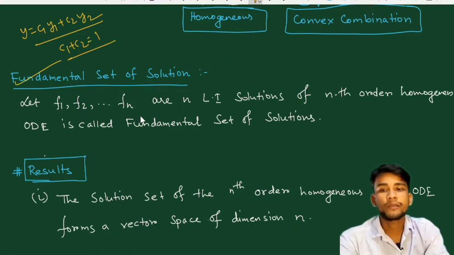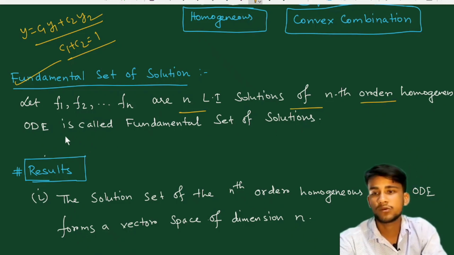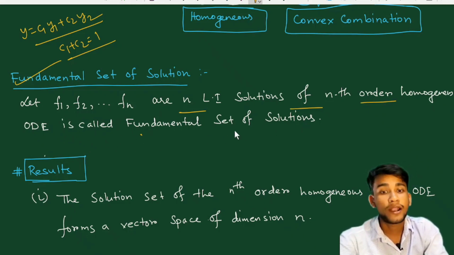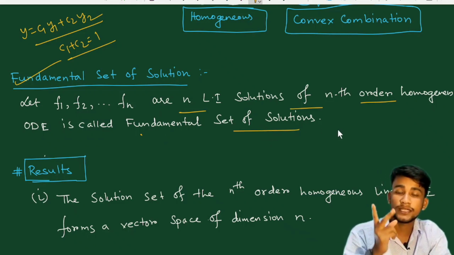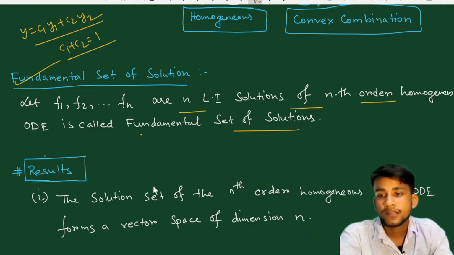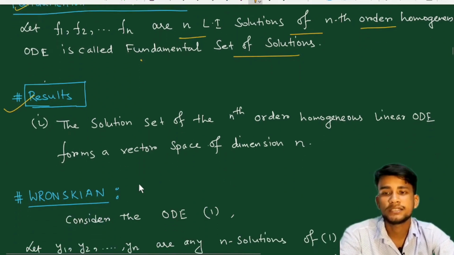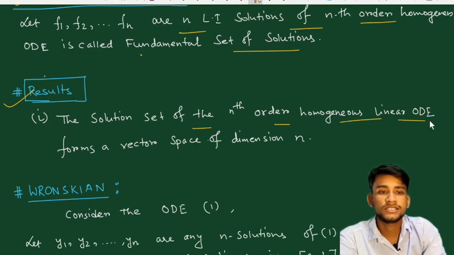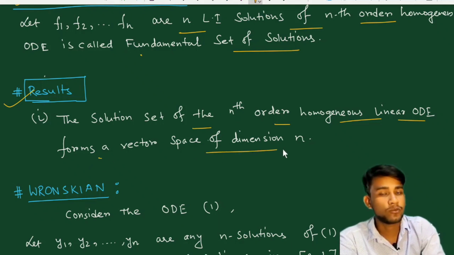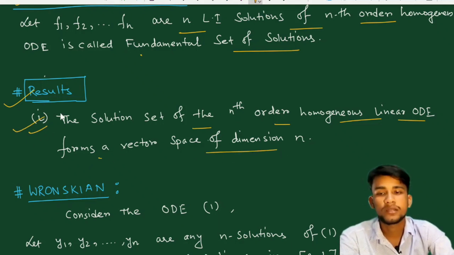Let f1, f2, ..., fn be n linearly independent solutions of an nth order homogeneous ordinary differential equation; this set is called a fundamental set of solutions. That means if the differential equation has 2 linearly independent solutions, then the solution set is called the fundamental set of solutions. Now result one: the solution set of the nth order homogeneous linear ODE forms a vector space of dimension n. This is a very important result.